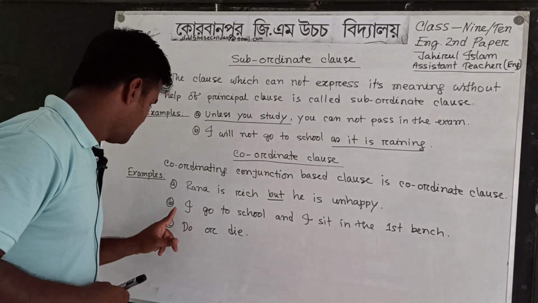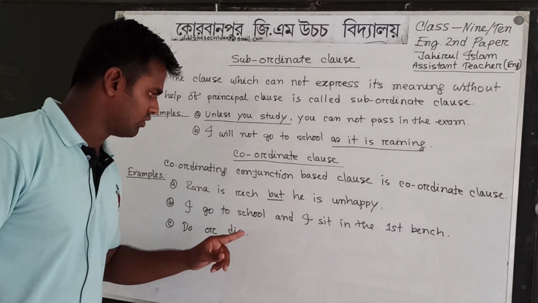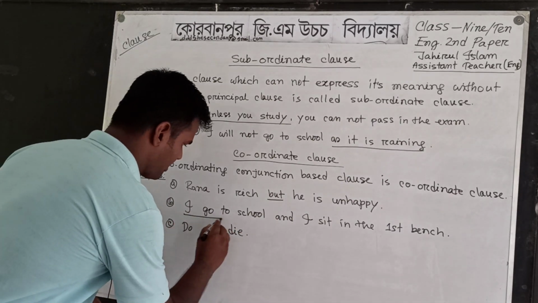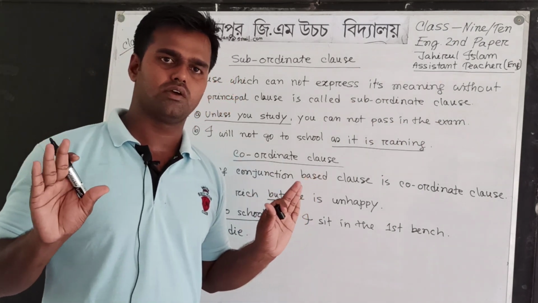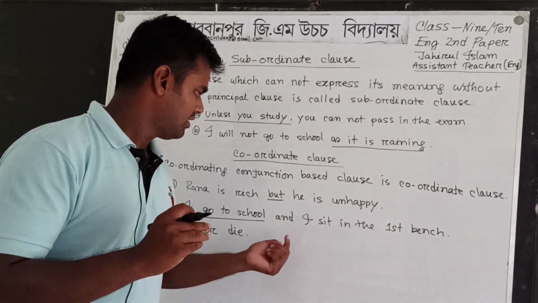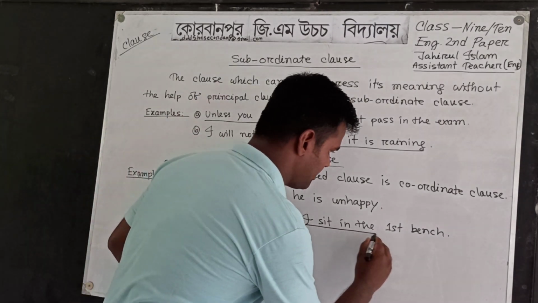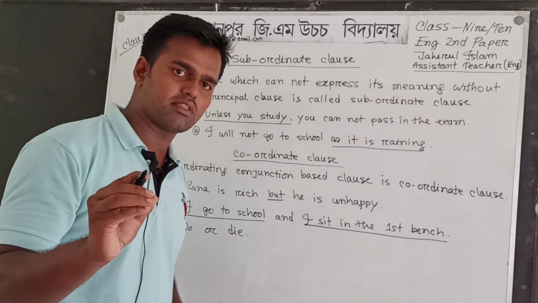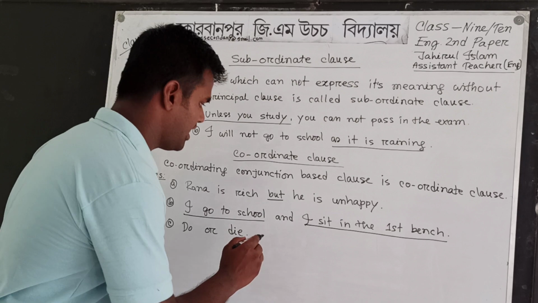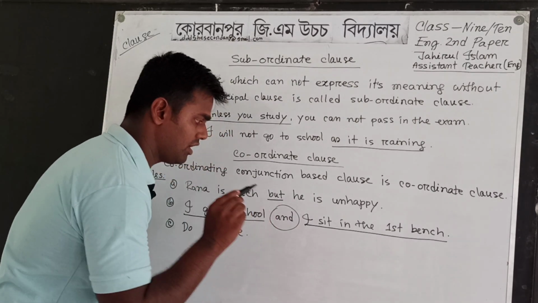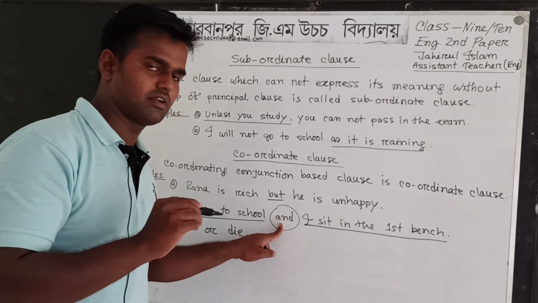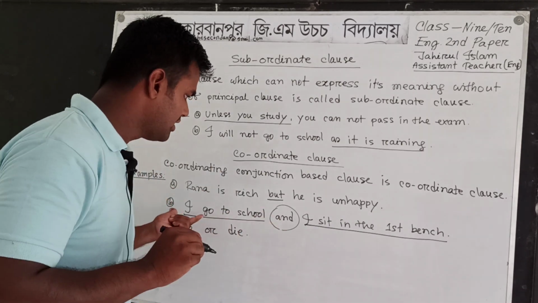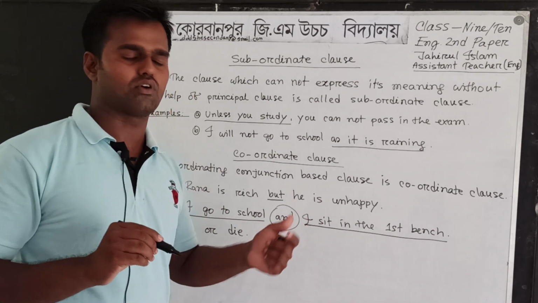Example B: I will go to school. Look carefully. This sentence also expresses full meaning without the help of another. And here, I will sit in the first bench. It can also express its full meaning. And here you can see the conjunction and. It is a coordinating conjunction, and that's why it is a coordinate clause.